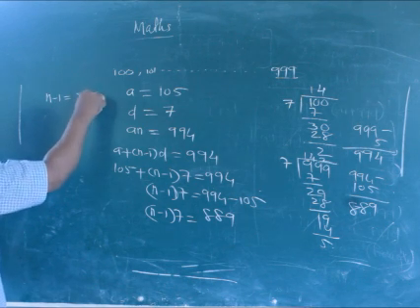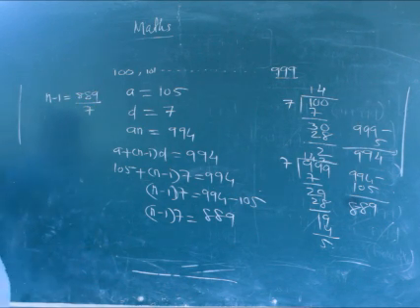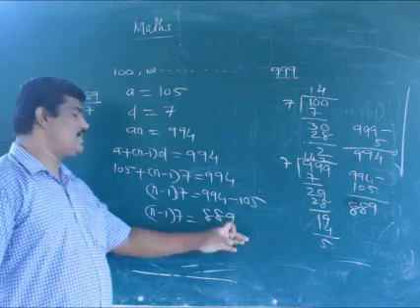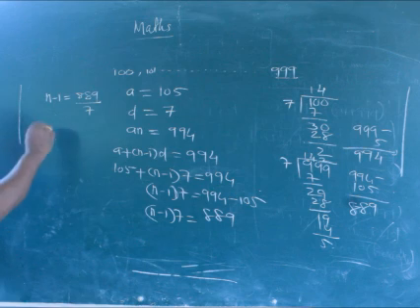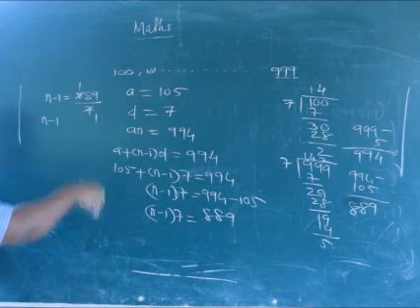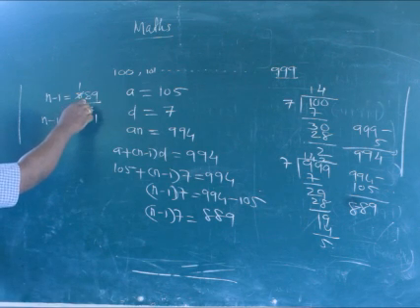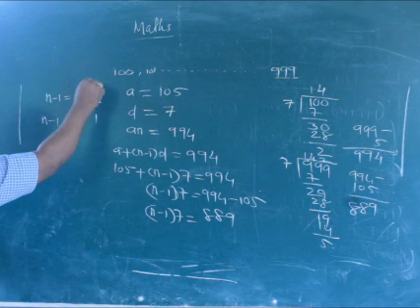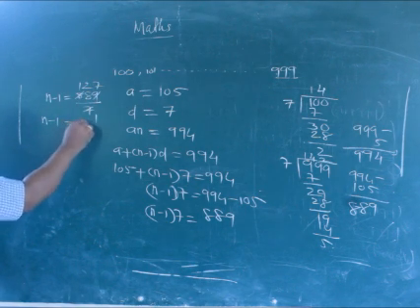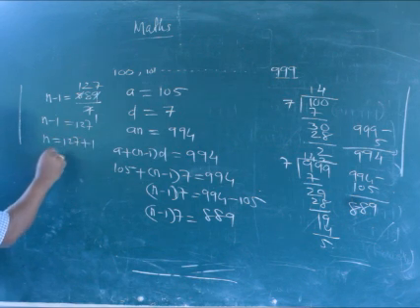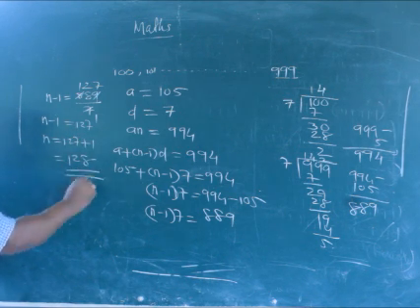Clear? 889 divided by 7. So n minus 1 is equal to how many times? 127. Remainder 0. So n minus 1 is 127. So n is equal to 127 plus 1, that is equal to 128.